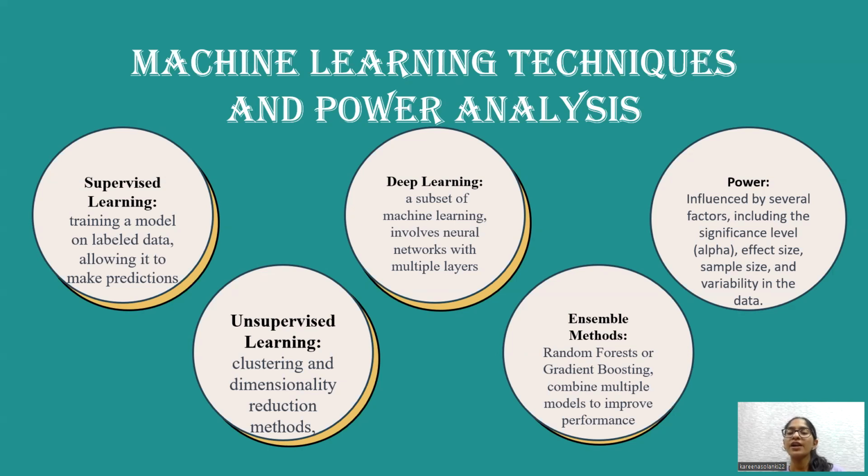The fourth point is about ensemble methods. The random forest or the gradient boosting are the ensemble methods which are used to combine multiple models to improve the performance. And the final one is the power. It is influenced by several factors, including the significance level of alpha, effect size, sample size, and variability in the data.